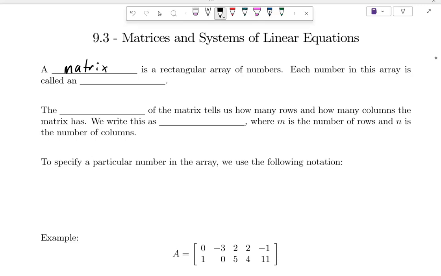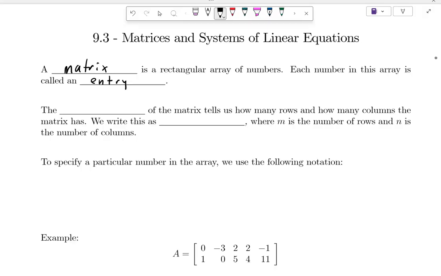If you're familiar with Excel, those give you rectangular arrays as well. But notice I've got a couple of rows of things and some columns in here. All right. What we call each number in this array, we refer to that as an entry of the matrix. So every single number in the array is called some entry. Okay.